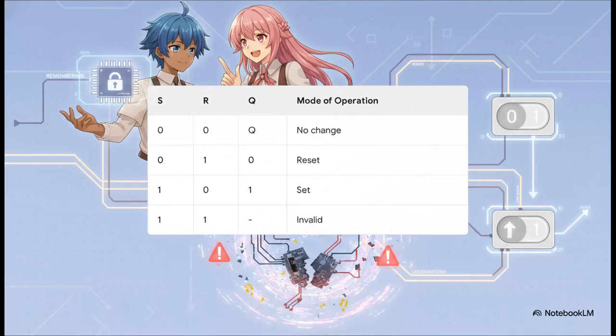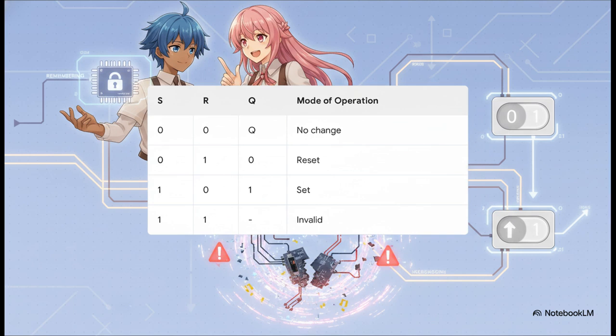Now, let's walk through this behavior chart because this is where the action is. If S and R are both 0, the output Q doesn't change. See? It's remembering. If you make R 1, it resets the output to 0. Make S a 1, it sets the output to 1. Simple enough. But look at that last row.